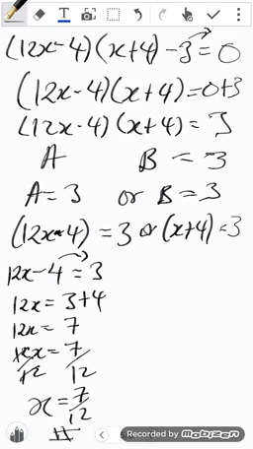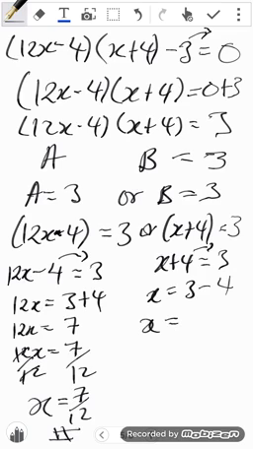On the last equation, you'll be having x plus 4 being equal to 3. So you cause a positive 4 to cross the equal sign and you have x is equal to 3 minus 4. So x will be equal to 3 minus 4, which is negative 1. So once you do this, then you're done with all the equations that you need to solve.